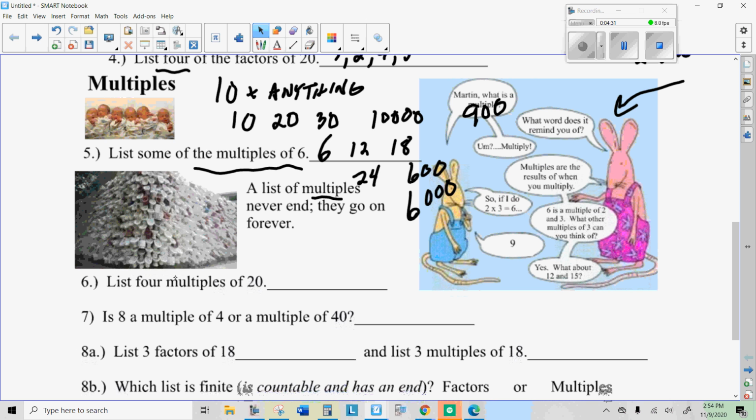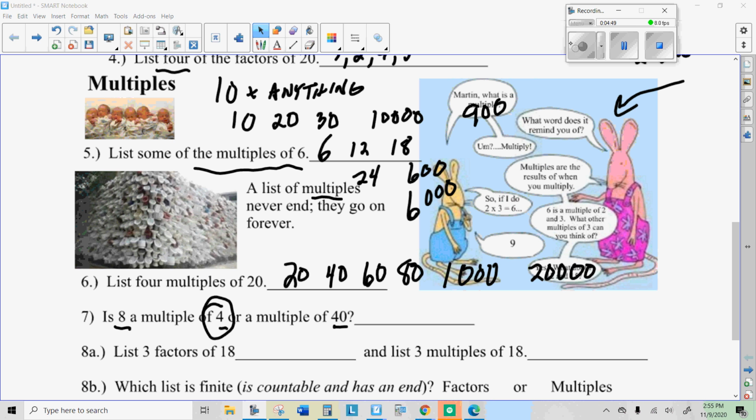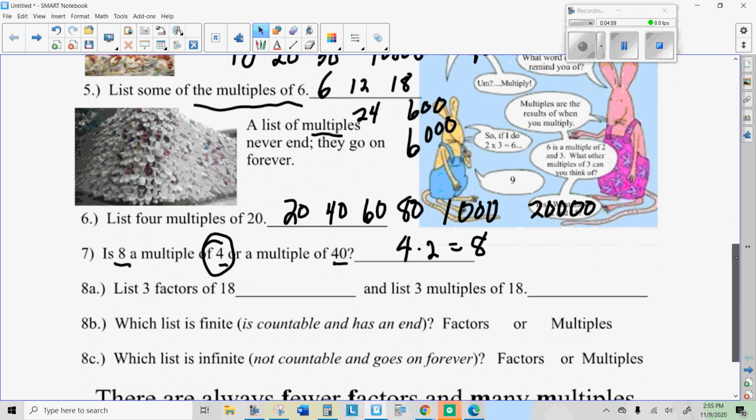Okay. So it says list 4 multiples of 20. Go ahead and try that. Here's some that I thought of. Is 8 a multiple of 4 or a multiple of 40? Go ahead and pick one of those. You should have said 8 is a multiple of 4. 4 times 2 equals 8.